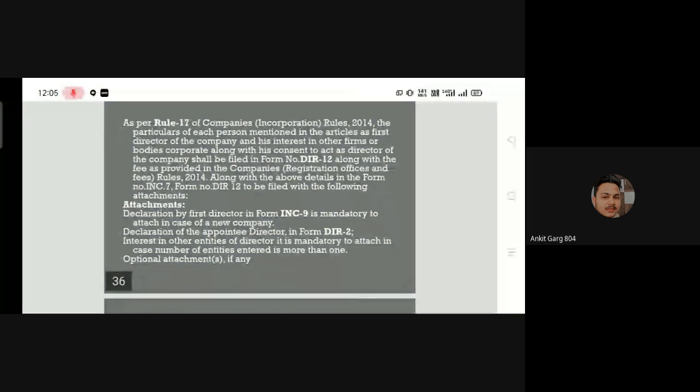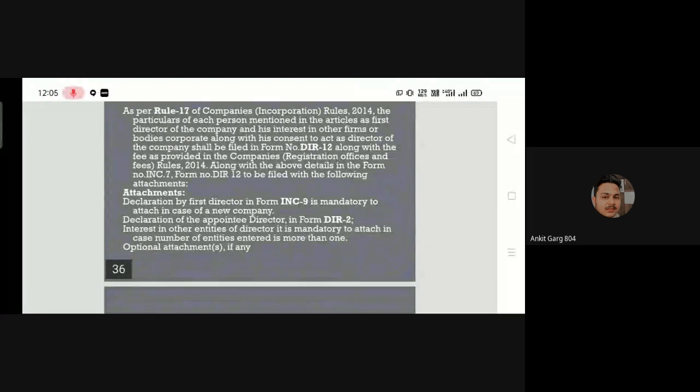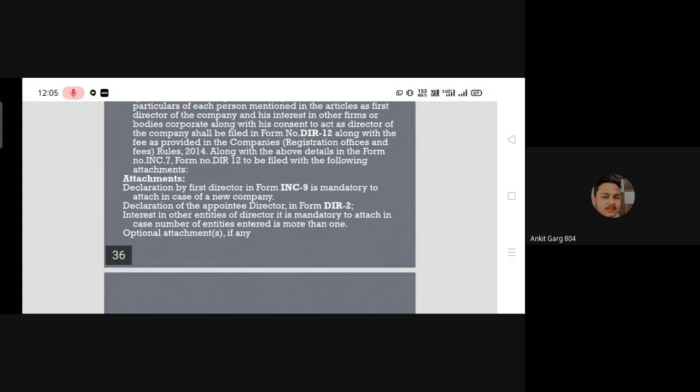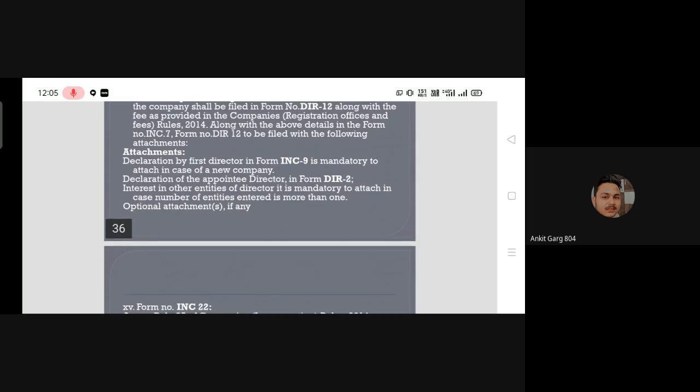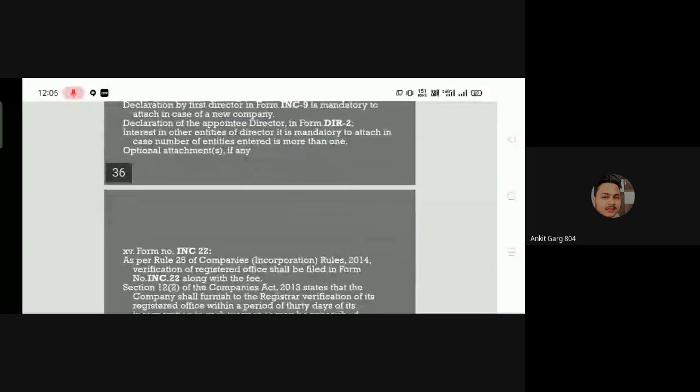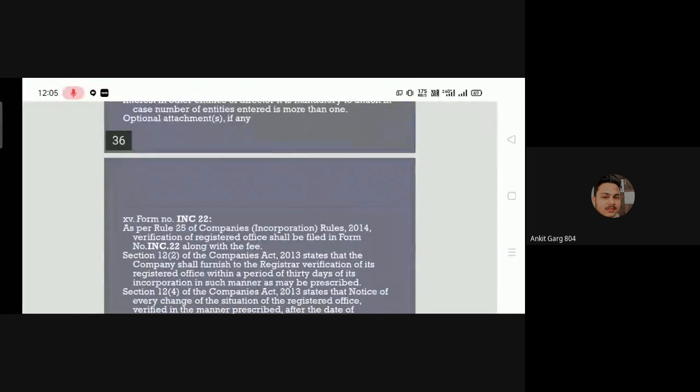Now let's see what the attachments contained in this form are. Attachments are: declaration by first director in form INC 9, which is mandatory to attach in case of a new company; declaration of appointee director in form DIR 2; and interest in other entities of director, which is mandatory to attach in case the number of entities entered is more than one. Now let's see what the optional attachments are.